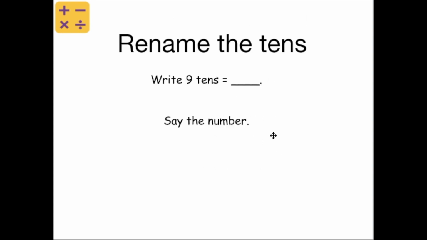All right, guys, on this slide, we're going to rename the tens. So we're going to write 9 tens. What does 9 tens equal? Well, if I had 9 of those 10 block rods, they're yellow, we've seen them before in class, I would have 90 blocks altogether. So 9 tens equals 90.